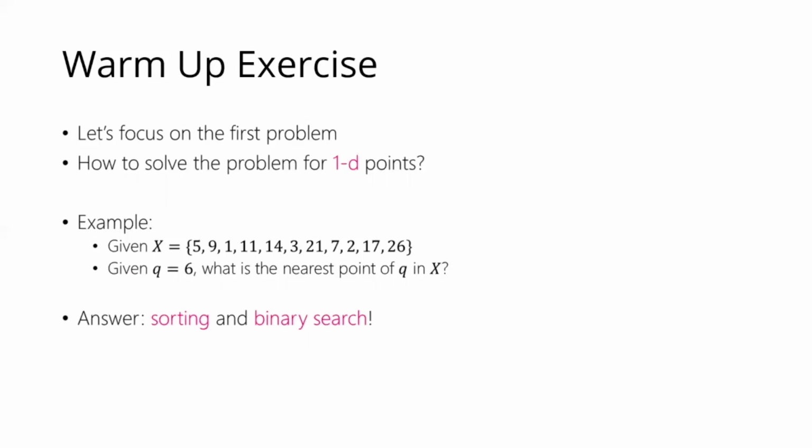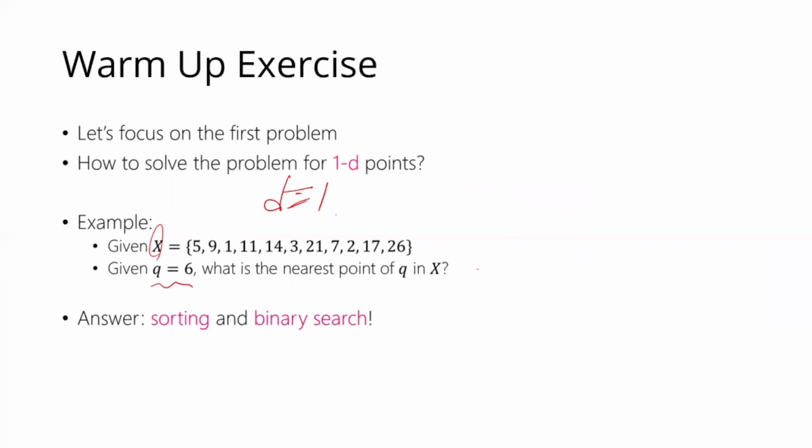But let's think about it. We have data set X, and the dimension here is d equals 1, so it's a one-dimensional set of points. 5 is our data sample over here, 9 is another data sample, 1 is another data sample. So it's a very simple data set. Now, when you have this set and you're given a query point, which is q equals 6, how would you find the nearest point to q in X? That's essentially the question over here.